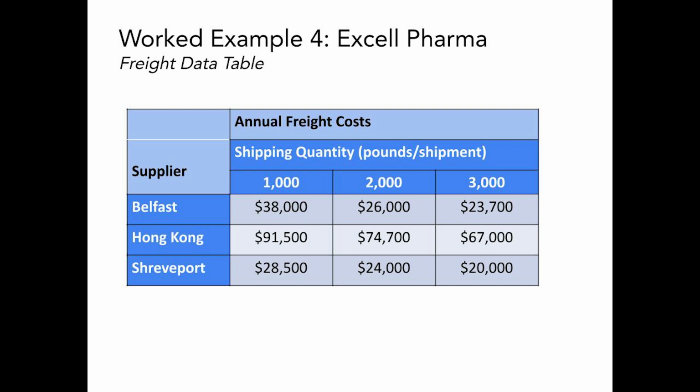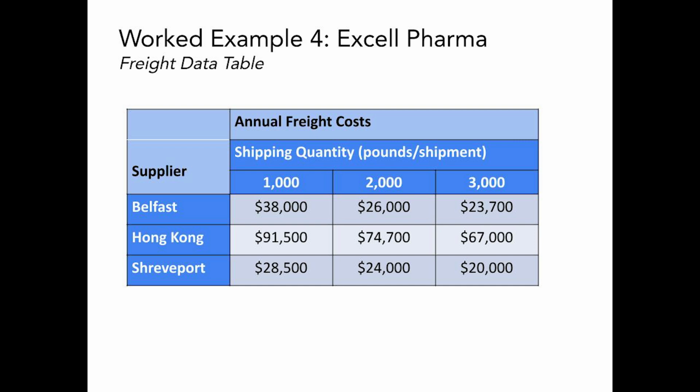£1,000 shipments, with a need for £30,000 annually, implies 30 orders per year. £2,000 shipments reduce the order frequency to 15 per year. £3,000 shipments, here we only need 10 orders per year to meet the annual requirement. These calculations provide a clear view of how shipping quantity impacts freight costs, demonstrating the need for strategic planning in order size to optimize supply chain expenses.